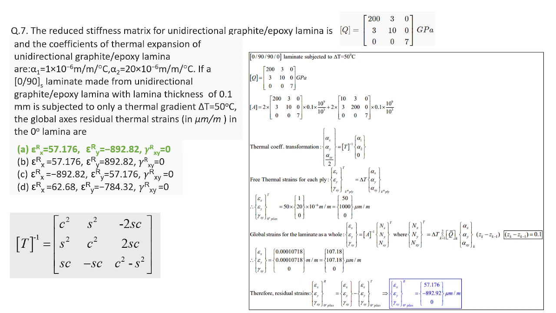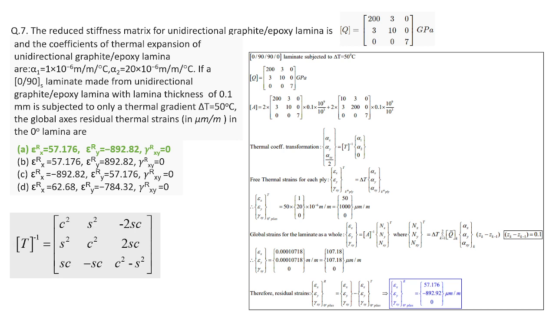The next question is, the reduced stiffness matrix of unidirectional graphite epoxy lamina is given, and the coefficients of thermal expansion, alpha 1 and alpha 2, are given. If a 0/90 symmetric laminate made from unidirectional graphite epoxy lamina with lamina thickness of 0.1 mm is subjected to only a thermal gradient of 50 degrees Celsius, in the global axis, find the residual thermal strain in the 0 degree lamina. So here we have to find the global axis residual thermal strain.